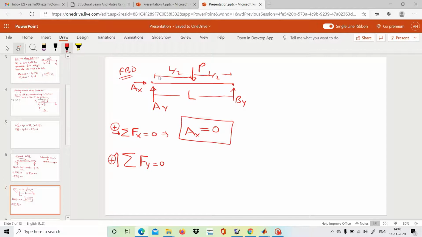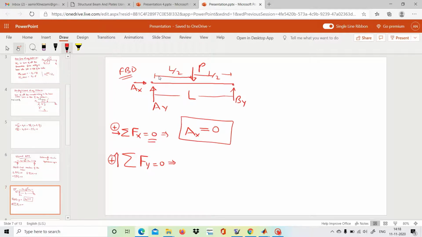Now the summation of forces along Y is equal to 0, and we consider upward as positive. Why do we say that the summation of all the forces along x should be 0? Because the beam must not move in the horizontal direction, it should be at a static equilibrium. Similarly in the vertical direction, the summation of all the forces should be 0. Any load acting on this beam, the beam should not move upward or downward. So the beam is at its static position.